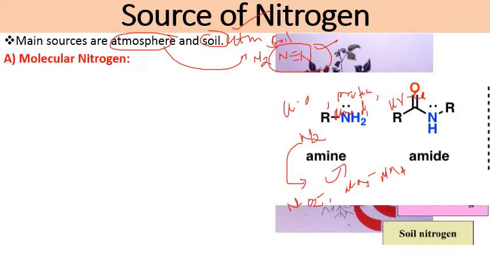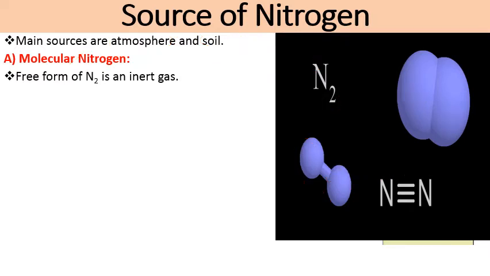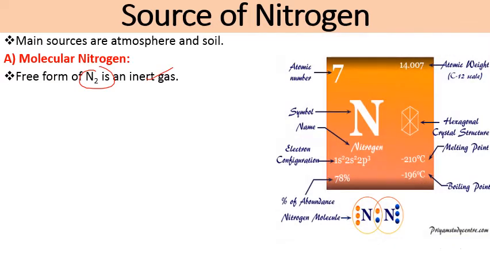Then we have two types of nitrogen which are available. First is molecular nitrogen, which is basically an inert gas. It does not react with anything. It is the free form of nitrogen and is an inert gas, so it is not a reactive gas. If we talk about its chemical properties, the atomic number of nitrogen is 7, its atomic weight is 14.007, and its structure is a hexagonal crystal structure. Melting point is -210 degrees Celsius, while its boiling point is -196 degrees Celsius, that is the liquid nitrogen temperature.